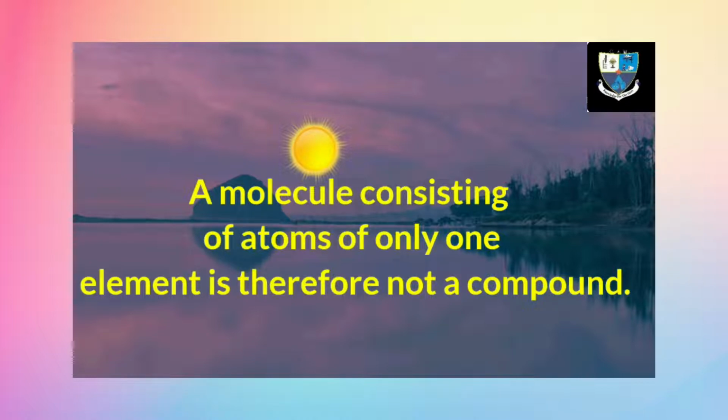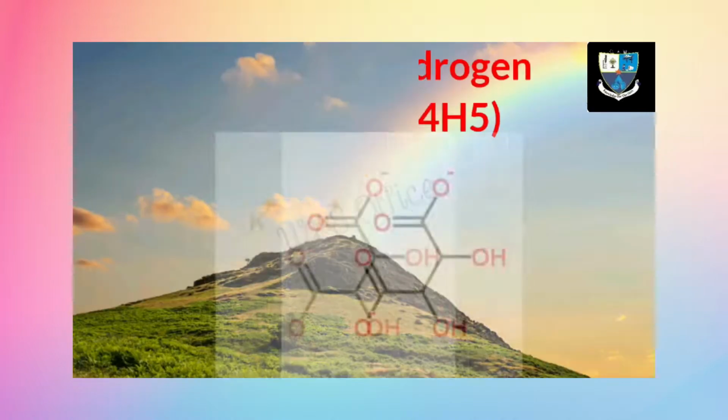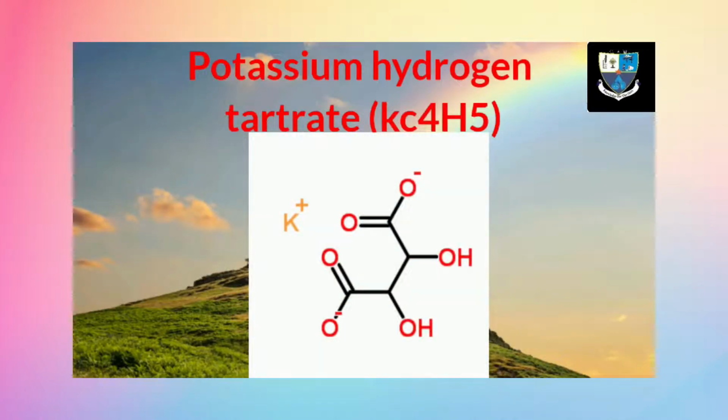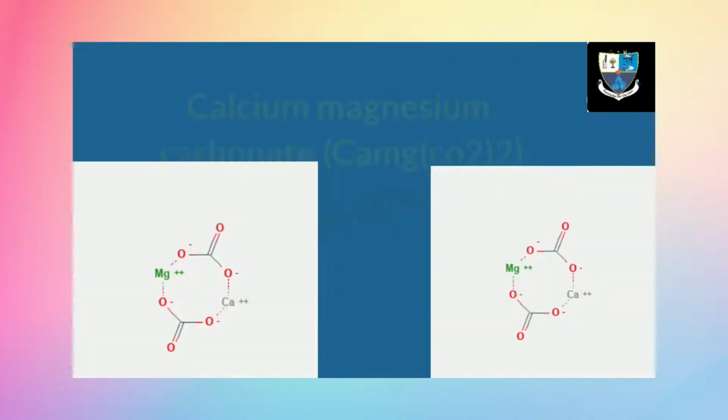Next, you'll be seeing some examples of a chemical compound. One, we have potassium hydrogen tartrate. The chemical formula is KC4H5O6, and the diagram below is the chemical structure of potassium hydrogen tartrate.